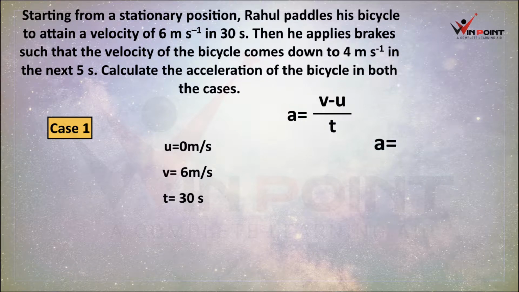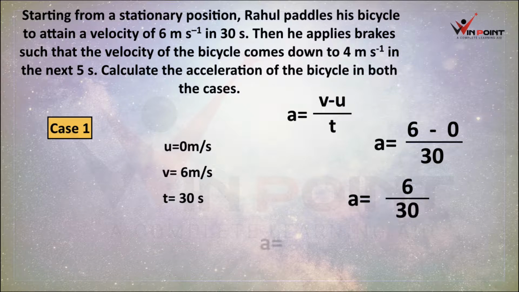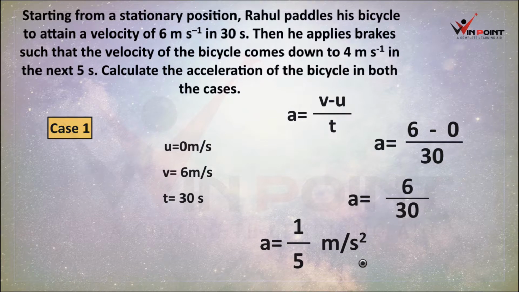We can substitute all the values here. Then it will be 6 minus 0 upon t. t means time, 30 seconds. 6 by 30, we can cancel this, it will be 1 by 5. 1 by 5 meters per second square. Now we can go for the second case.